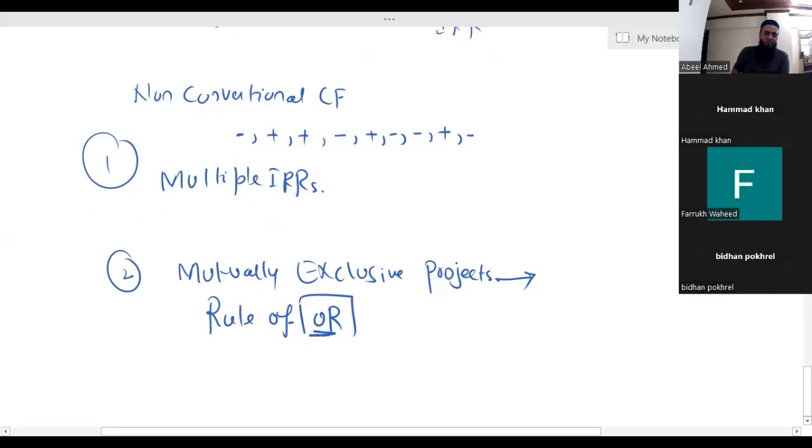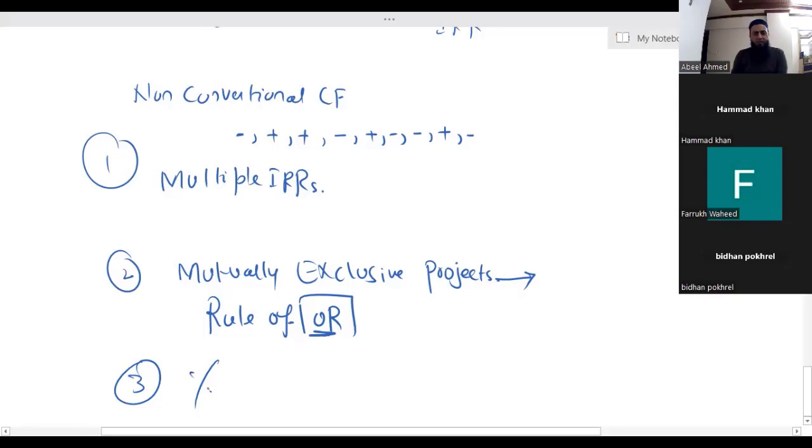So I just discussed two limitations with you. One is non-conventional cash flows, another is in mutually exclusive projects, where instead of IRR we make the decision on the basis of NPV. There's another limitation as well, which you can write. IRR is a relative measure which results in a percentage, and a percentage can be misleading, obviously.